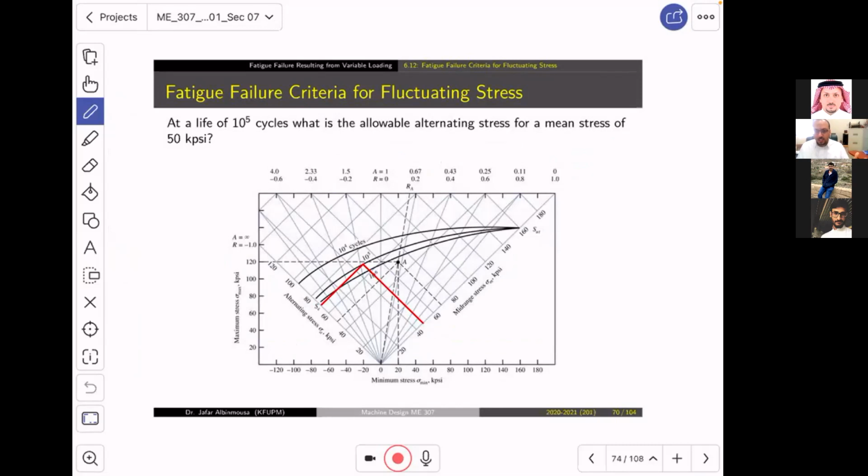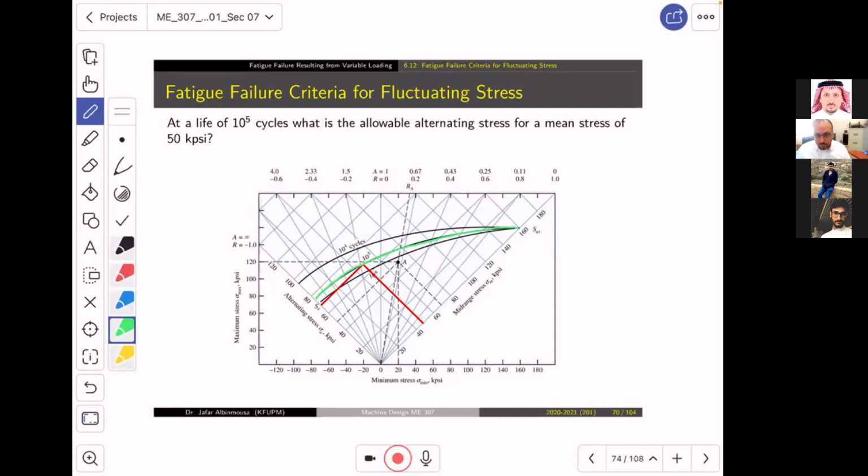So you can see that I want 100,000 cycles. I must apply a mean stress of 50 ksi. Now tell me, designer, what is the amplitude that I can apply? You may tell me you can apply this much or that much, and that's what I wanted. So what do we do? Look at the curve. Here we have the constant life curve for 100,000, which is this one. I'm drawing it in green.